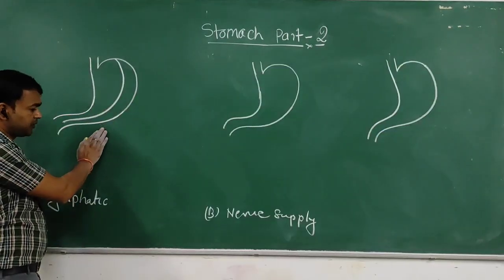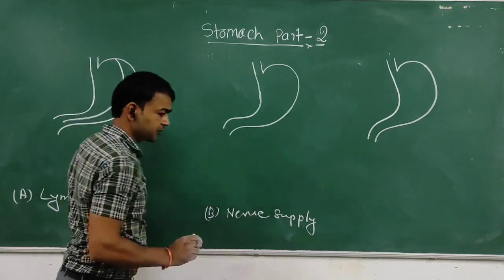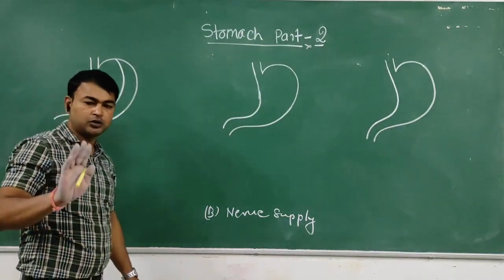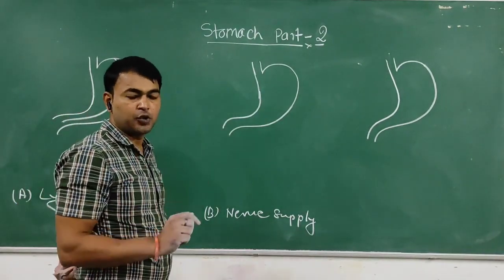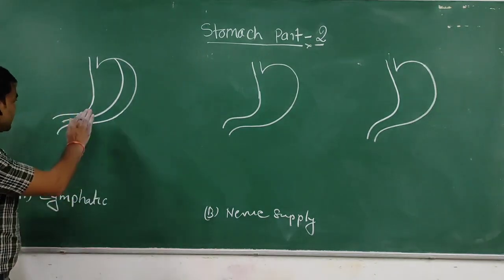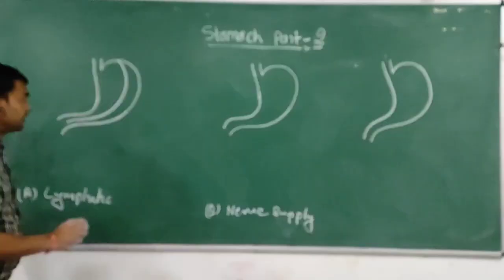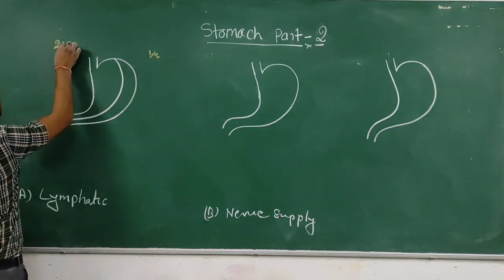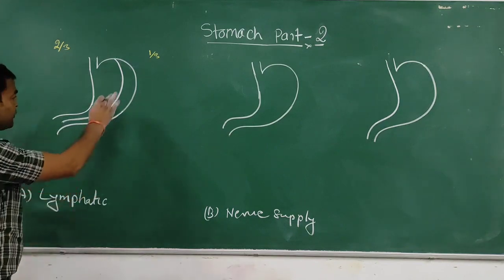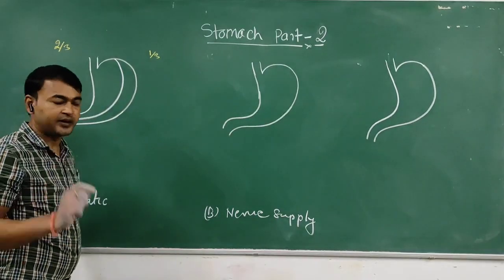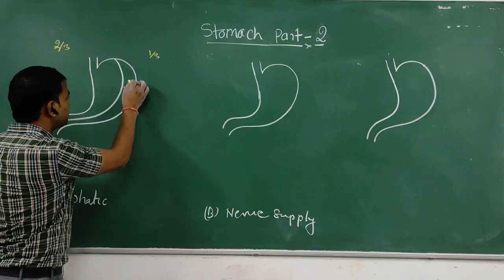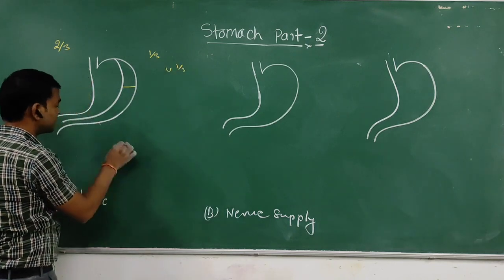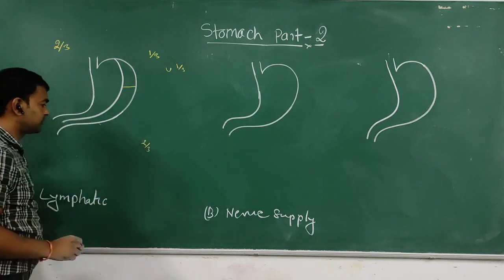Lymphatic supply of the stomach and the nerve supply of the stomach. So lymphatic supply is a very important to know the कार्सिनोमा ऑफ द स्टमक. स्टमक को 2 पार्ट्स में डिवाइड कर दिया गया, लेफ्ट 1/3, राइट 2/3. लेफ्ट 1/3 को फर्दर 2 पार्ट में डिवाइड कर दिया, अपर 1/3 एंड लोअर 2/3. इसको बोलते हैं अपर 1/3, बन जाएगा लोअर 2/3.